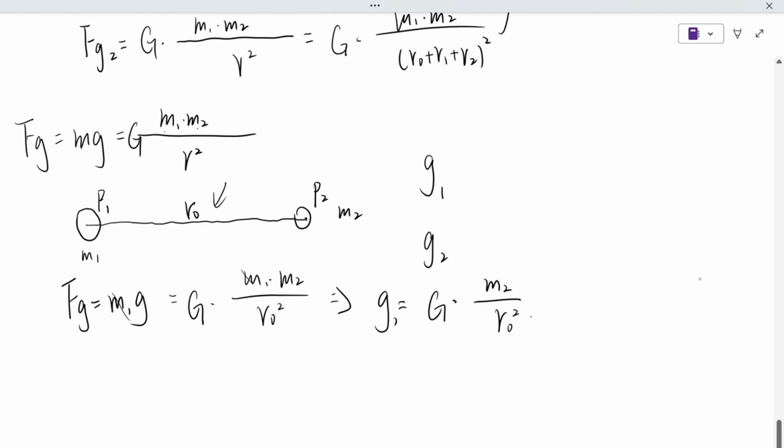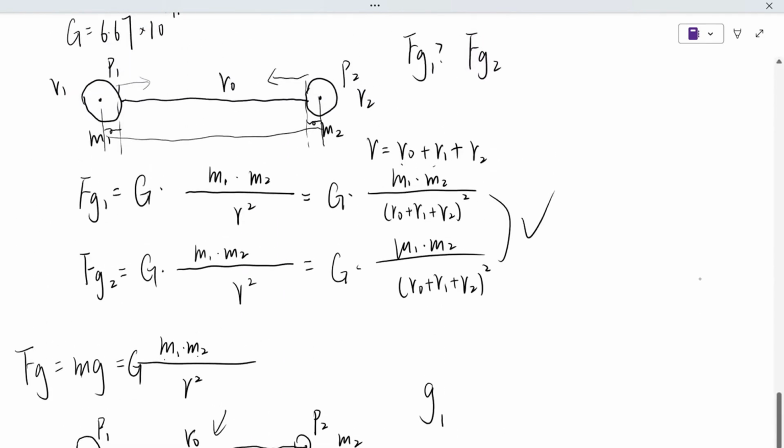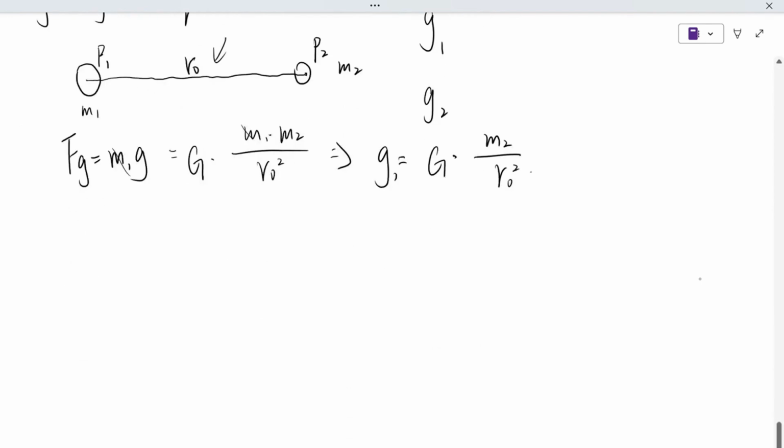This is for g1. How about g2? Are they still the same? Are they still like an action and reaction pair, like I just told you? Actually, it's not. Let's see.